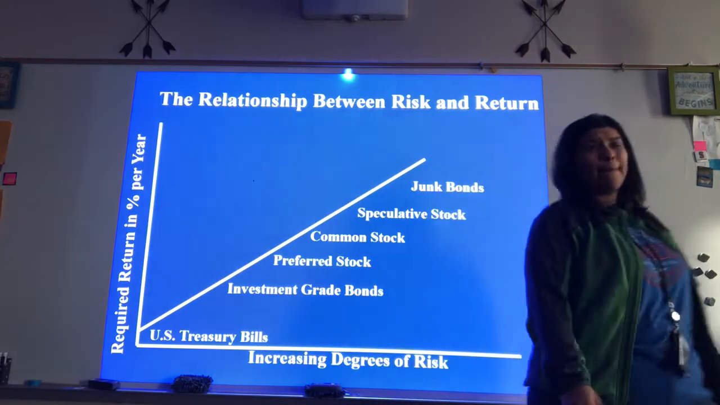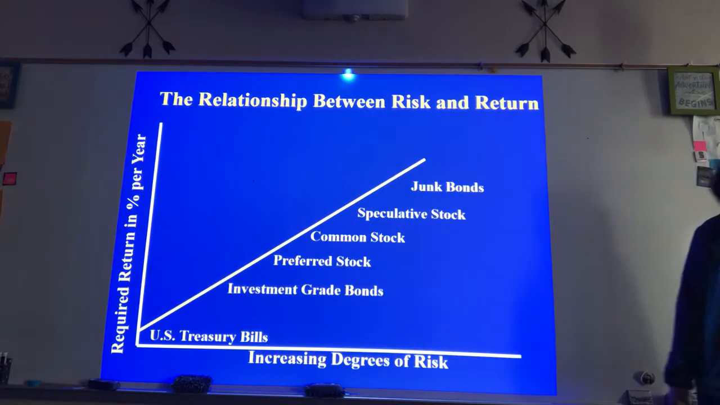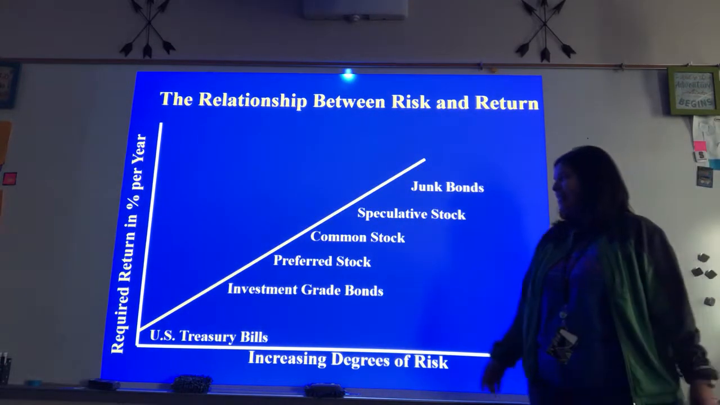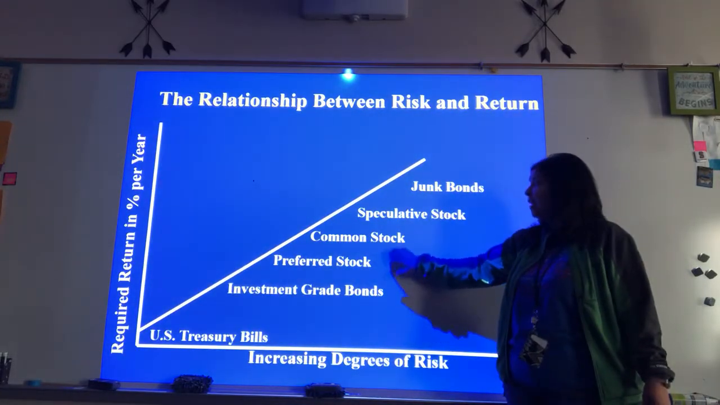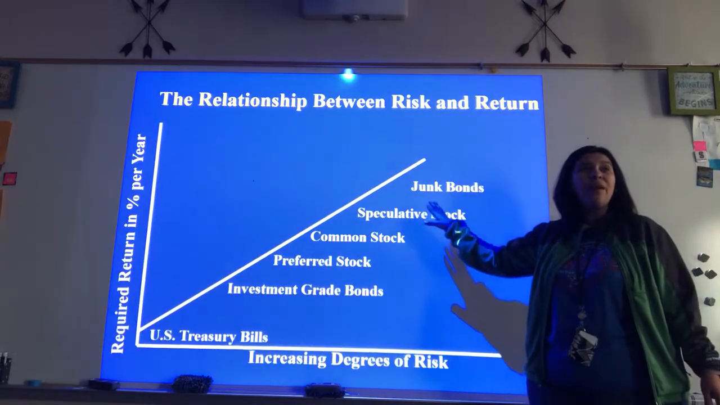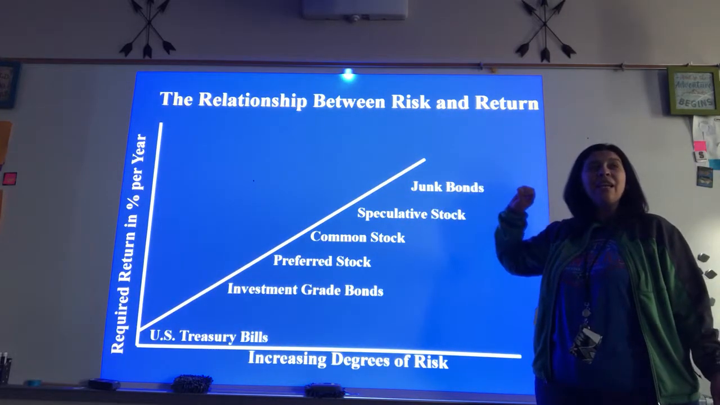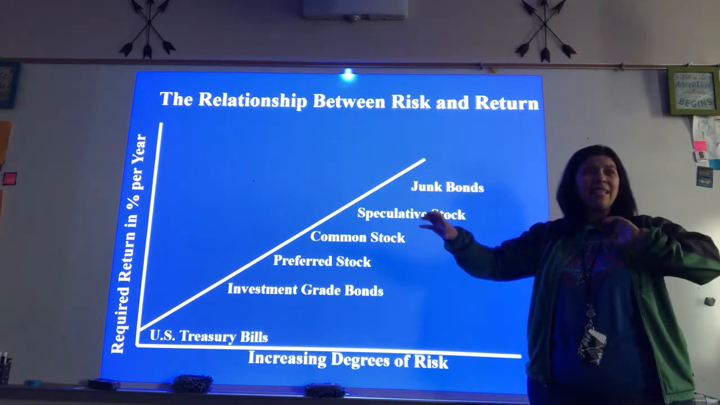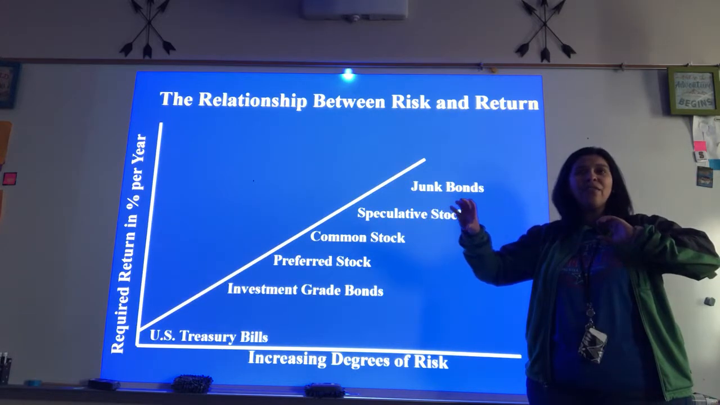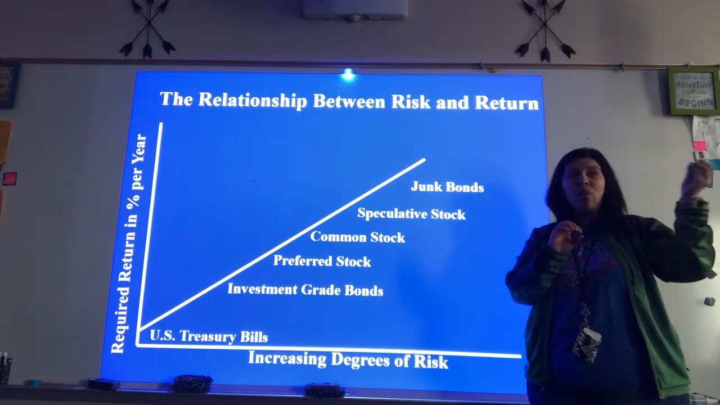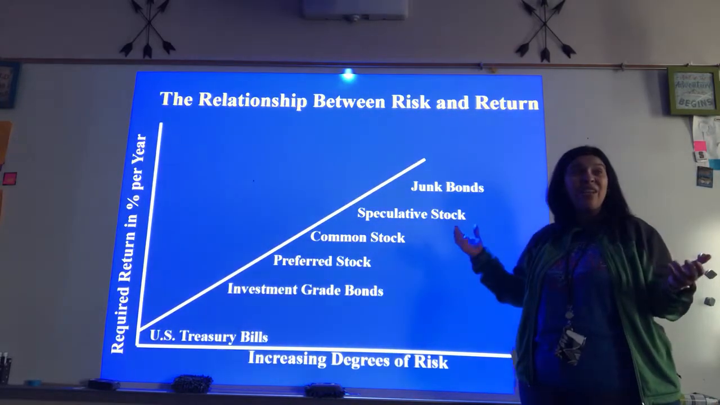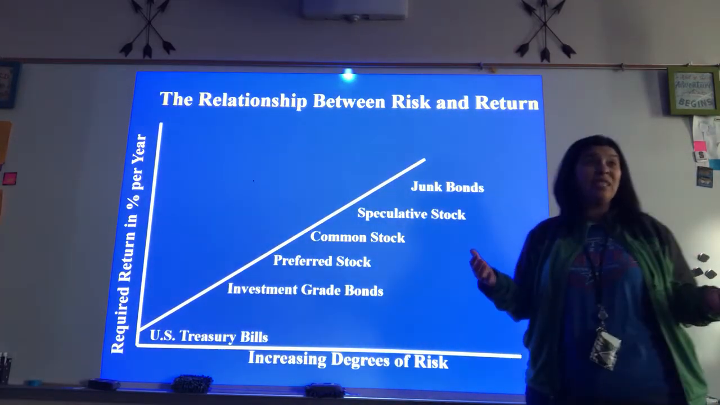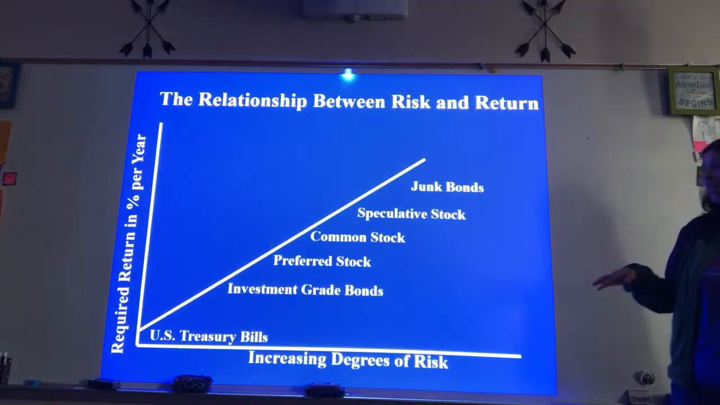So preferred stock is like blue chip stocks like Apple, Chase. Common stock is Walmart. And then speculative stock, this is where things like the Nasdaq, and then there's the Standard & Poor's. What we're looking at with speculative stock is more of the technologies.